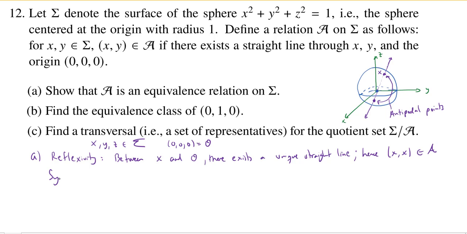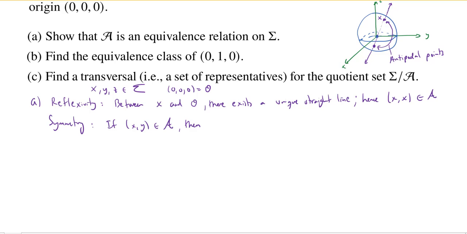Okay, how about symmetry? For symmetry, we want to show that if x comma y is in A, then y comma x is in A. So let's start with x comma y being an element of A. Well, that means that there exists a straight line through x, y, and O. And I'm using straight here because sometimes when you're working on spheres, you might want to talk about lines as being great circles. So I'm distinguishing here by using the word straight.